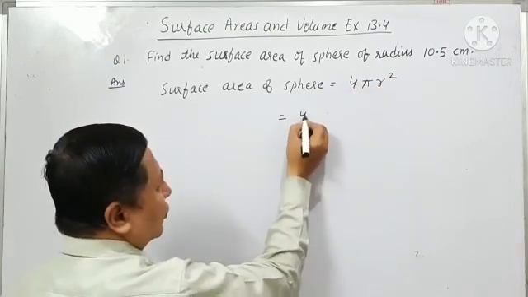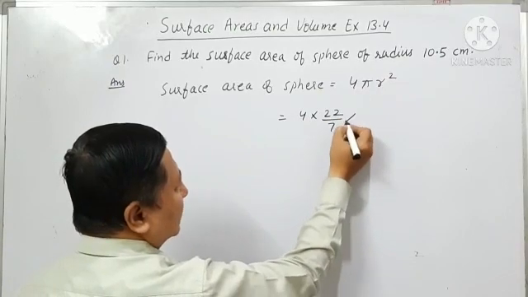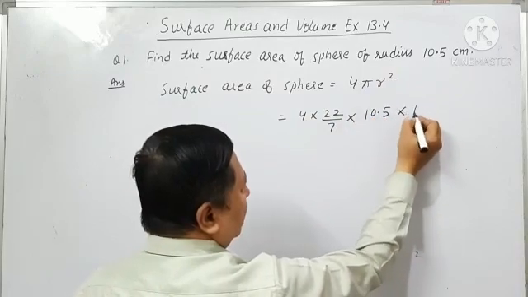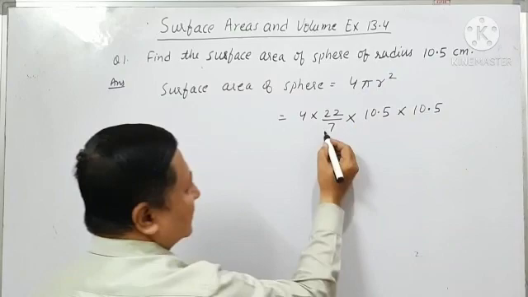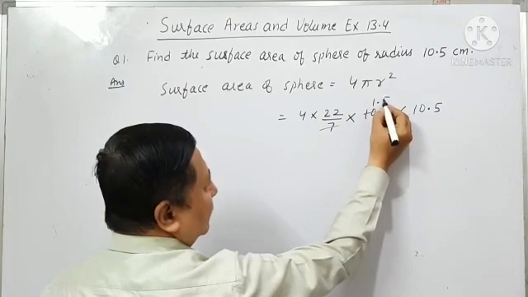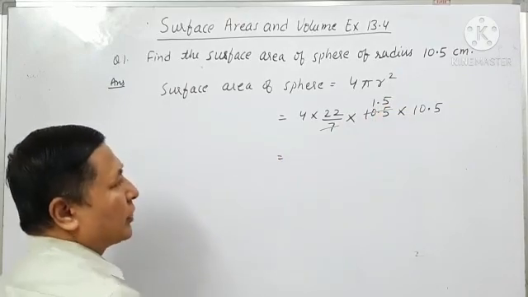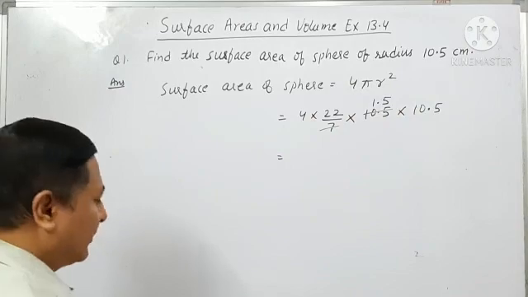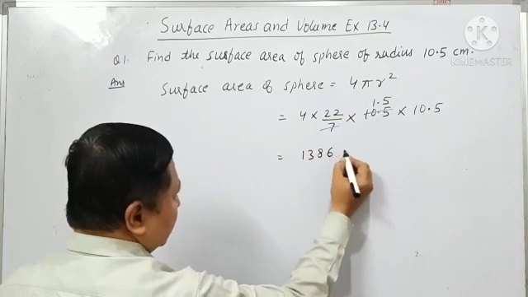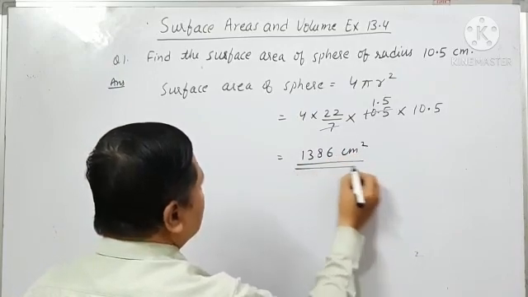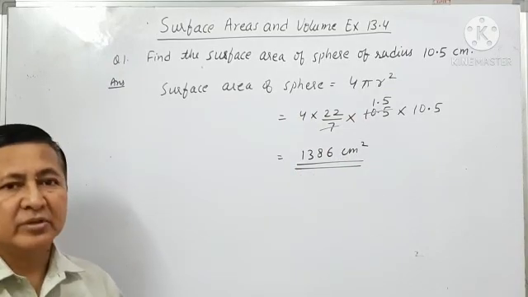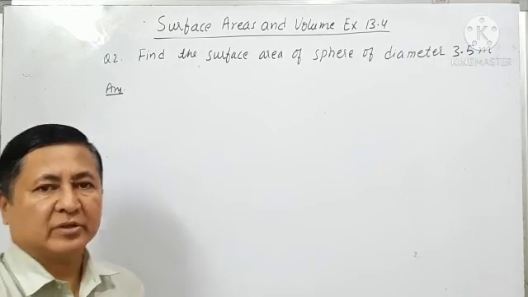That is 4 into 22 upon 7 into r, that is 10.5 into 10.5. So we'll solve this, cancel, this will become 1.5. So 4 into 22 into 1.5 into 10.5 centimeter is equal to 1386 centimeter square. So the surface area of the sphere is 1386 centimeter square.